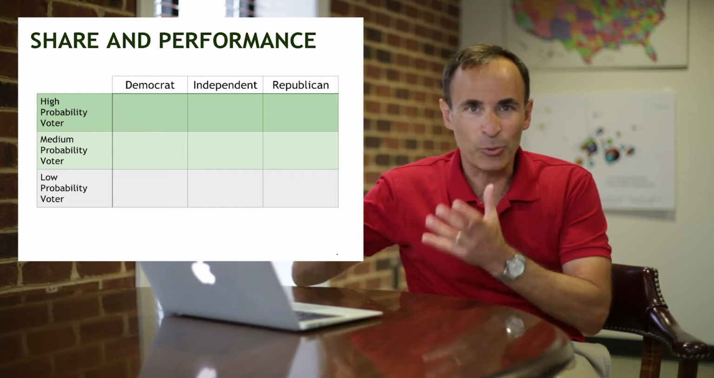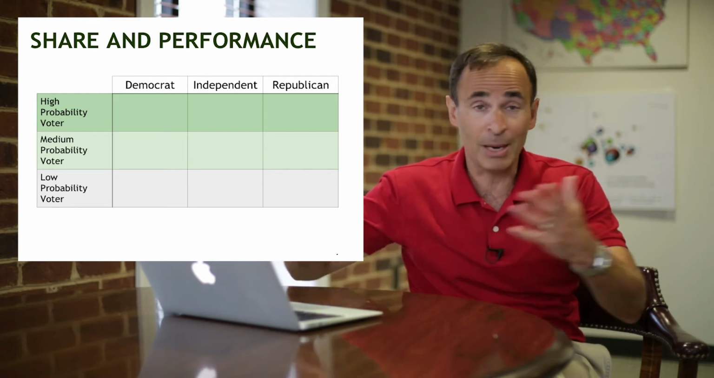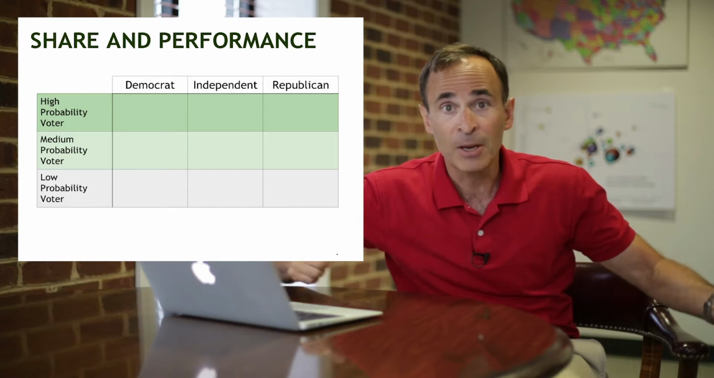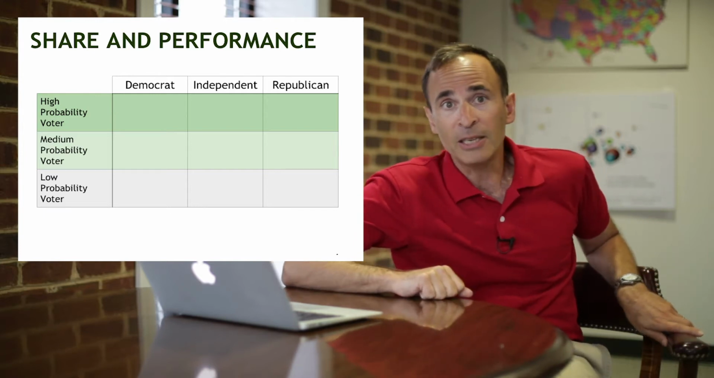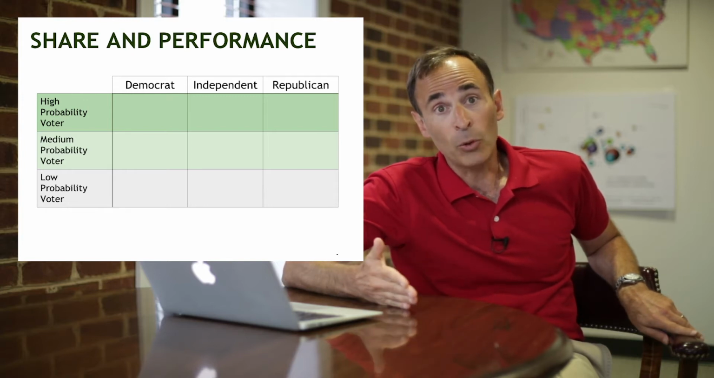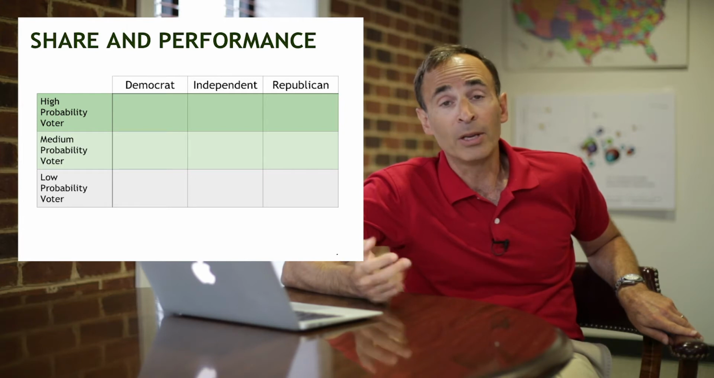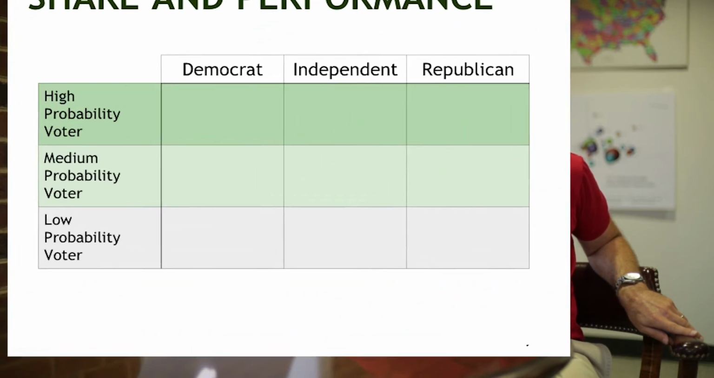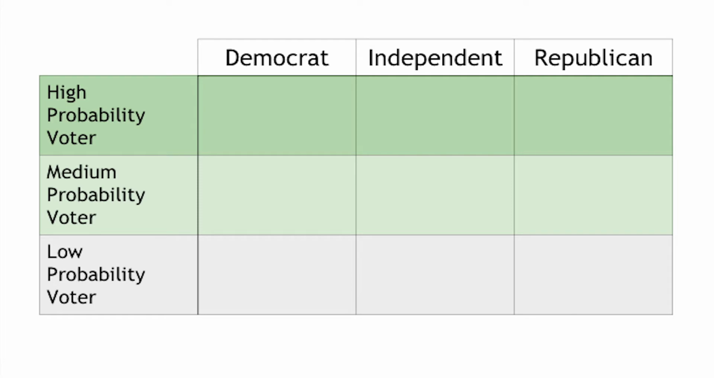And this is a classic 3x3. This could be a 4x4, a 5x5, a 10x10, or when we talk about microtargeting, 1,000 by 1,000. But it's basically looking at the world in two dimensions: someone's probability of voting and someone's probability of voting Democrat or Republican. So we have different bins of voters: high probability voters, medium probability voters, and low probability voters. Across the columns we have whether they're Democrats, whether they're independents, or whether they are Republicans. So that creates 9 different categories.